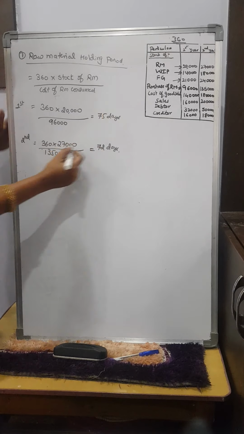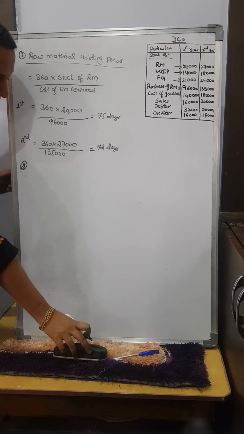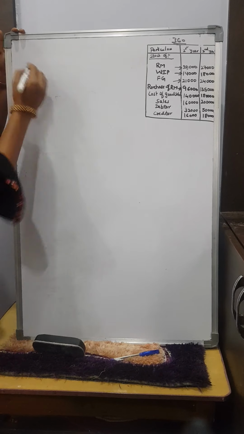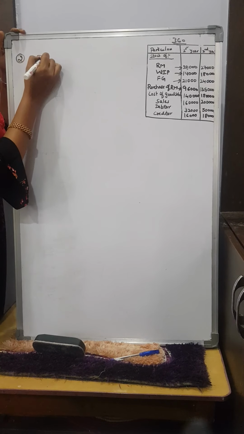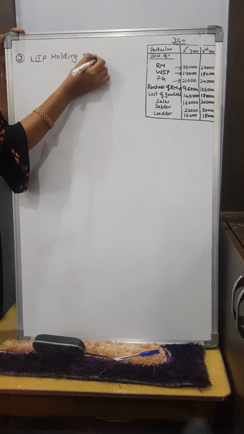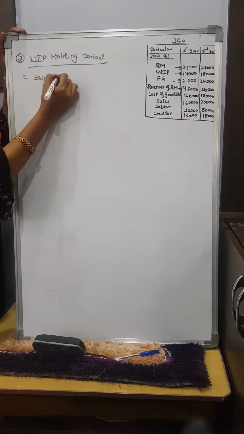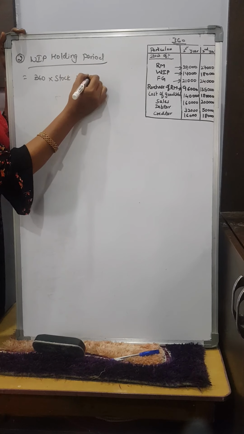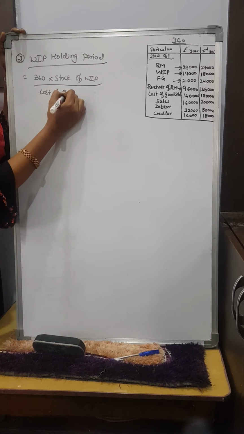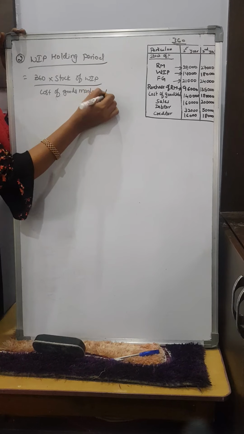Next, the second thing we need to do is the work in progress holding period. What is the formula for this? 360 into stock of work in progress divided by cost of goods manufactured.